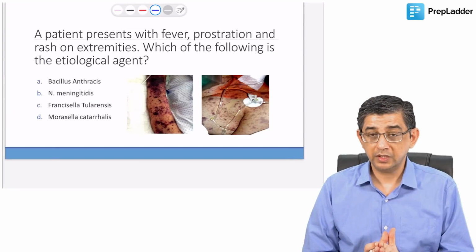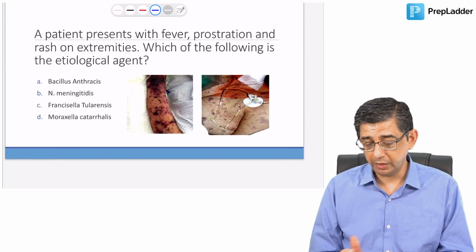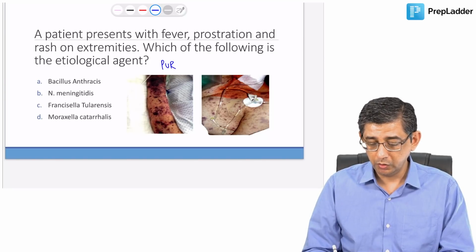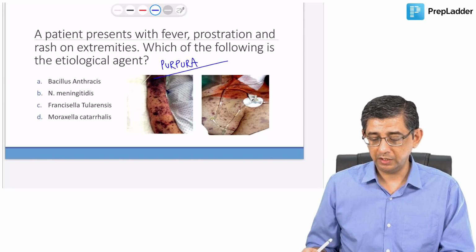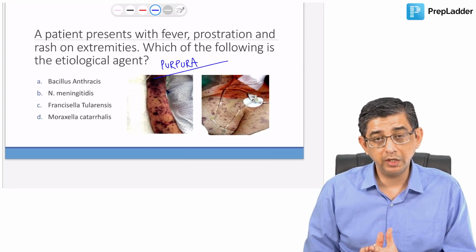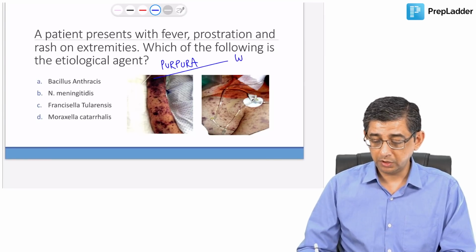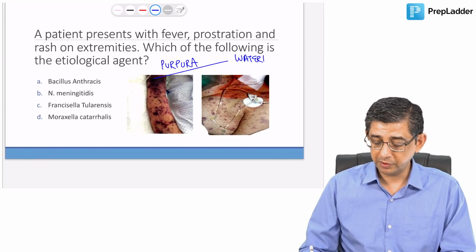Moving to the next one. The next question talks about a person coming to you with fever, prostration and rash on the extremities. You can notice the purpura. You can notice the petechiae which are present here, extensively present on the body of this guy. So the organism that you're thinking in terms of would be causing Waterhouse-Friderichsen syndrome. Well, Waterhouse-Friderichsen syndrome is going to be caused by which bacteria?